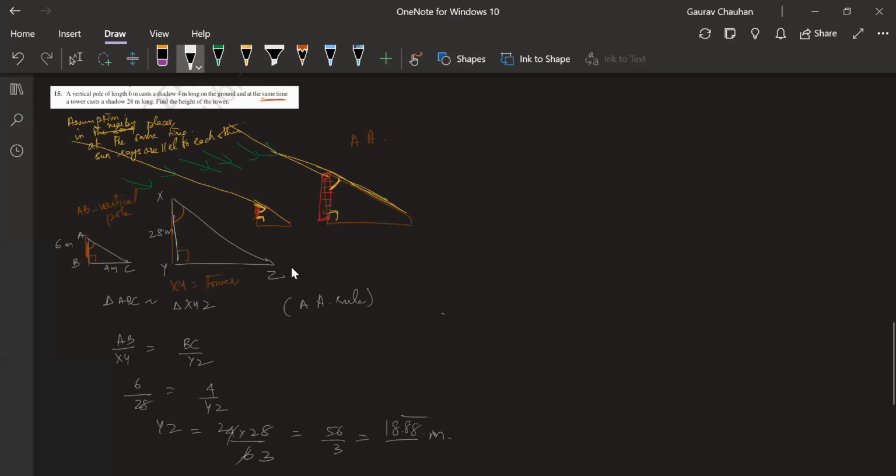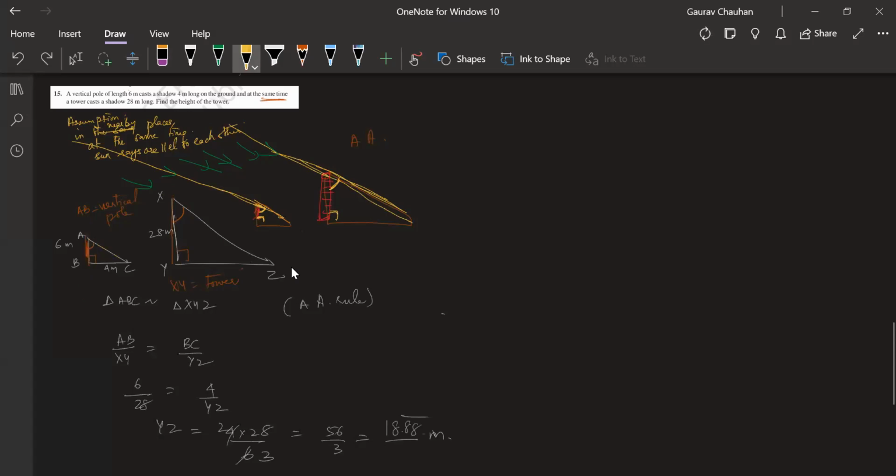Sir, can you repeat the reason for angle A being equal to angle X? The reason is sun rays at the same time are parallel to each other. This is our assumption and the reason. This yellow one is the sun ray. Here also, for the tower, this is my sun ray. So they are parallel, so whatever angle they make with the vertical pole, that same angle they will make with the tower also.